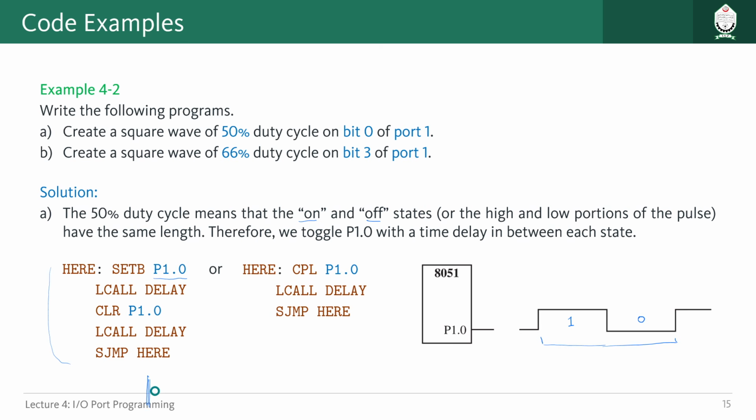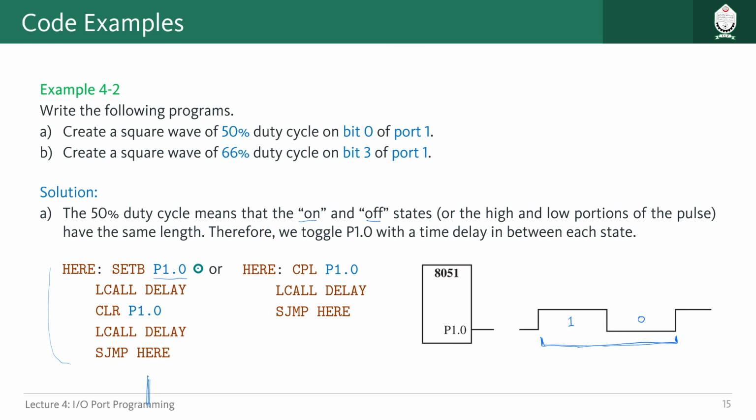Maybe in the exam the amount of delay will be given, like the amount of time for each time period of the square wave we have generated. Based on that, you have to calculate the delay, right? The delay subroutine has to be written. So you set P1.0, then call the delay, then clear the bit, and again call the delay. So you get the same amount of delay for logic 1 and for logic 0. So 50% duty cycle. Very easy to understand.